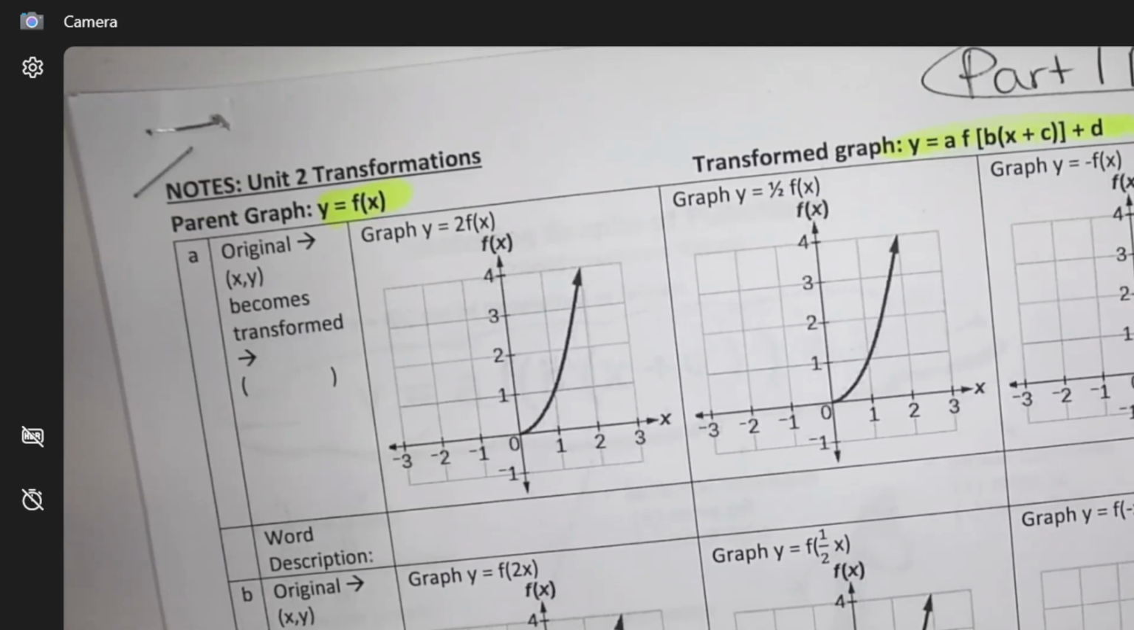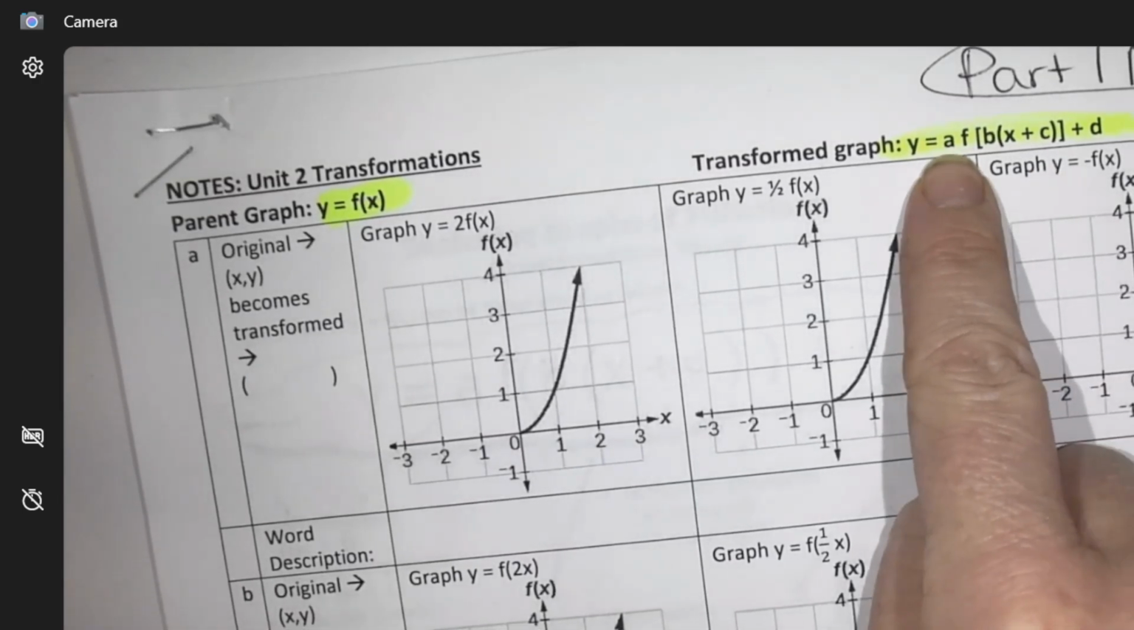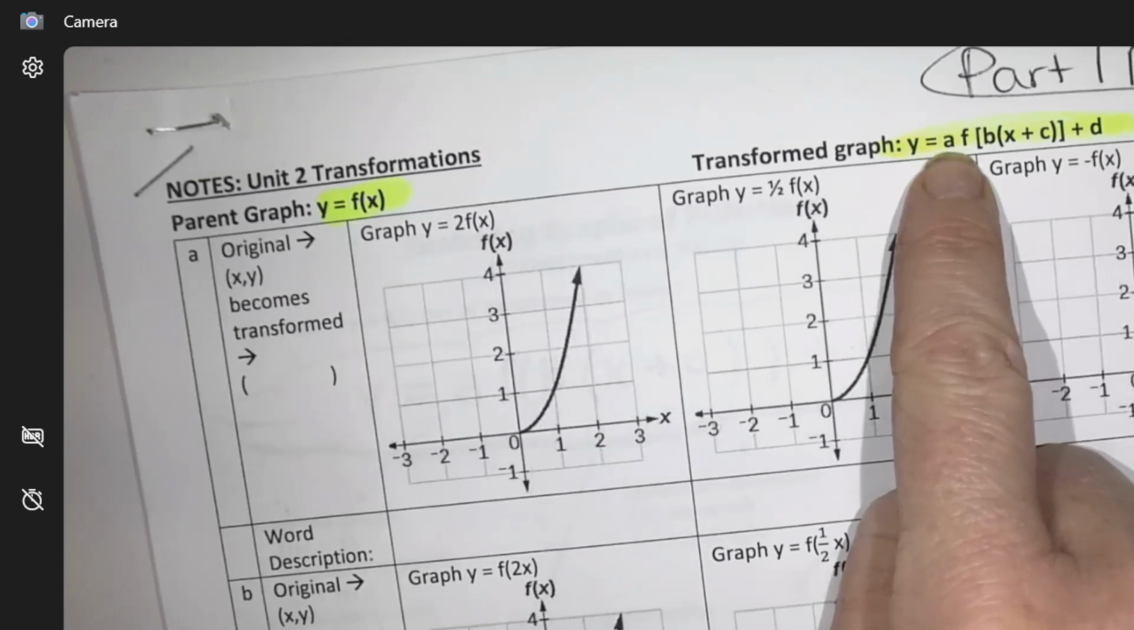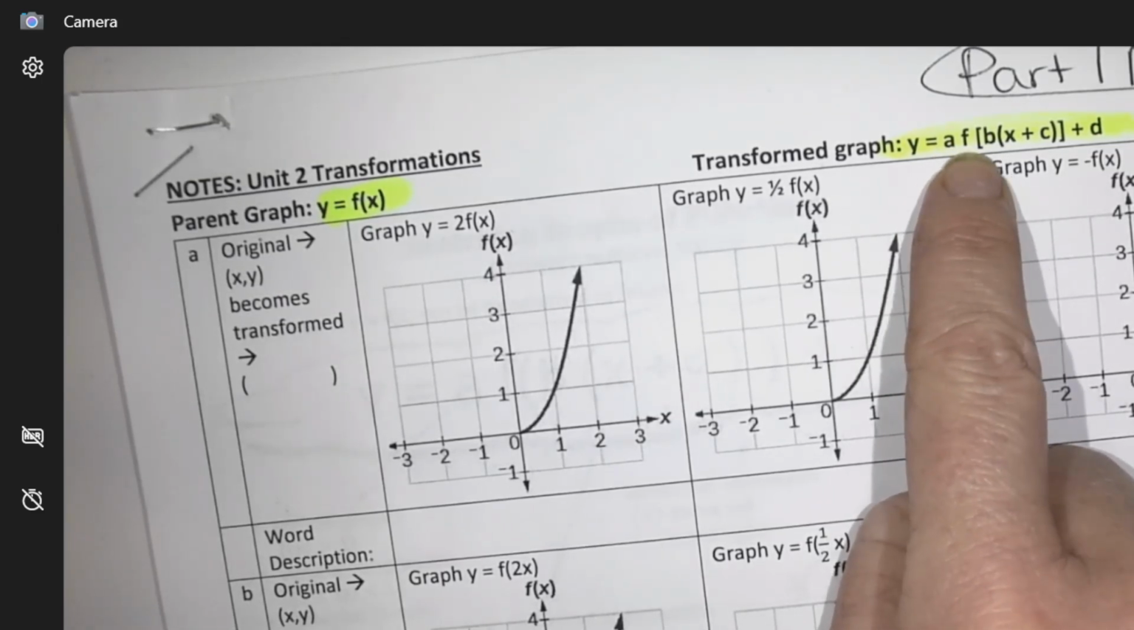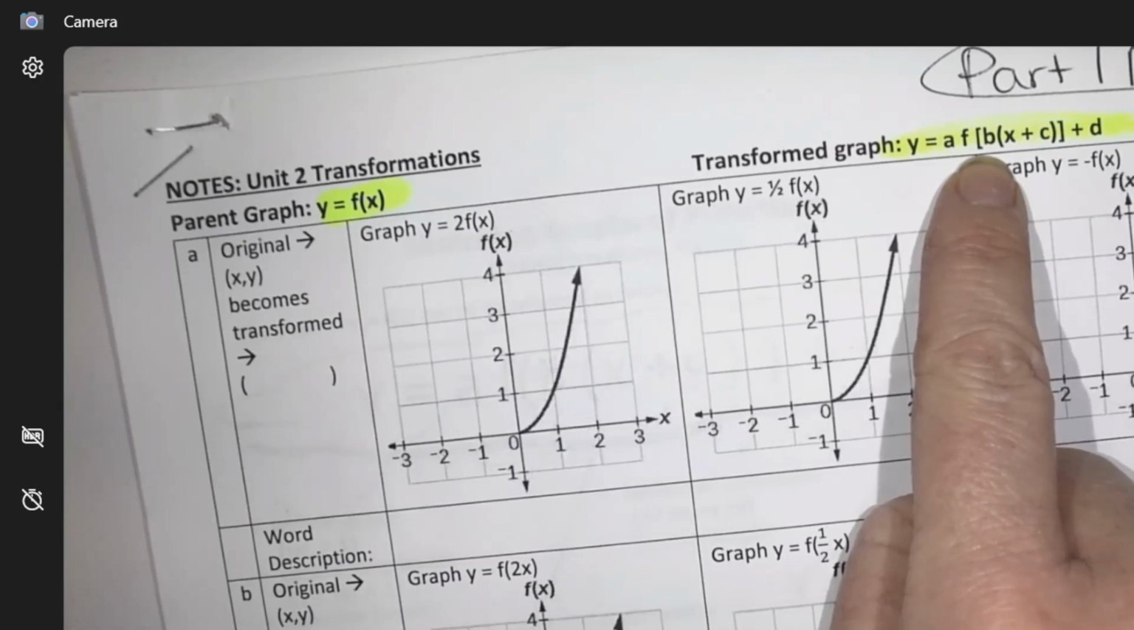We could move them up or down. We could flip them. We could narrow them, widen them. We did kind of that stuff. Okay, so here we go. A. What if I put something into this A position? So the A position is in front of the function. You multiply the f of x.